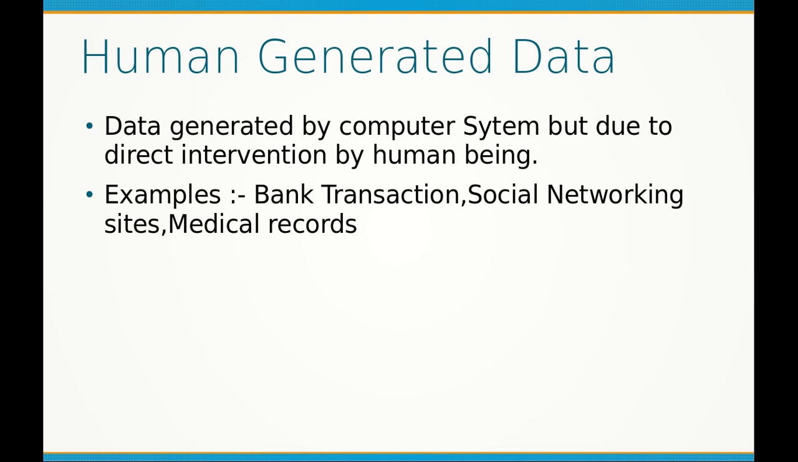What is an example of this? On a social networking site, whenever we log into Facebook, we write a comment or post something. There are different kinds of activity done by a human, and such data is called human generated data. Similarly, a bank transaction will not execute unless you trigger it. You have to add a beneficiary and enter all the values, and then this kind of data gets generated. This concept is called human generated data.